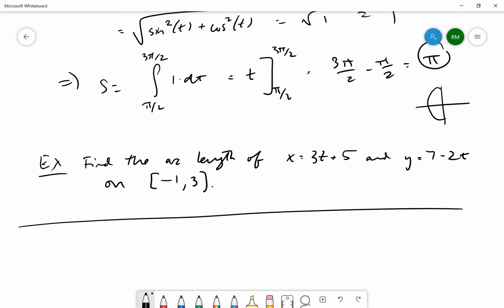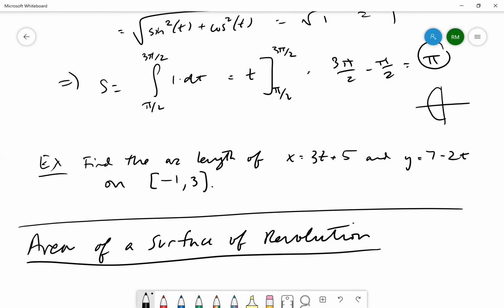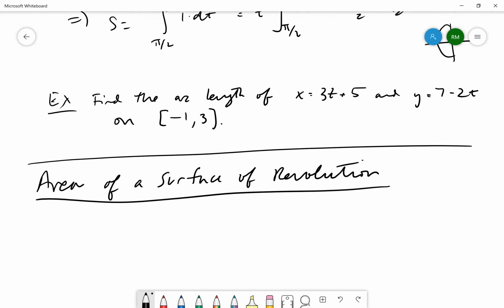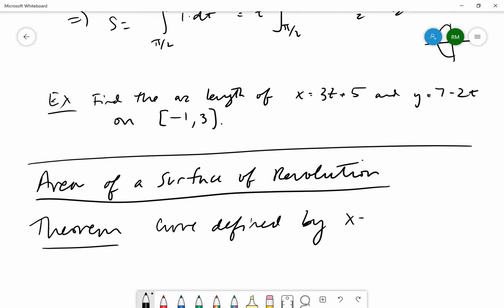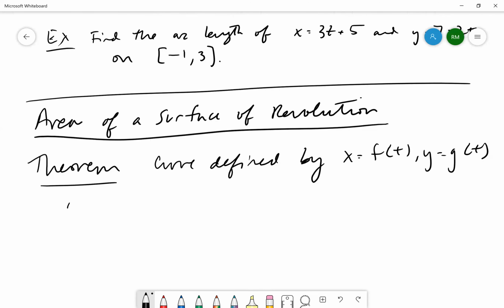All right, last but not least is area of a surface of revolution. And we talked about this briefly at the beginning of the class too. So we're not going to go through the derivation, but it's just as easy as it was before. So we have a curve defined by these equations on the interval from a to b. And you need to know that it doesn't cross itself.